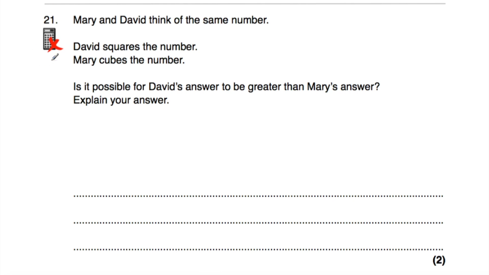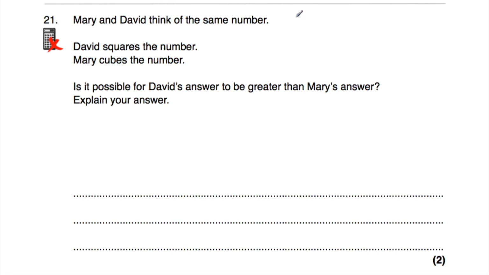Okay, let's have a look at our last question, question number 21. Question number 21 says, Mary and David think of the same number. So they're thinking of the same number, maybe it's 10 or 8 or negative 4 or 0.9 or something like that. David squares the number and Mary cubes the number. So whatever number they had, David squares his one and Mary cubes her one. And remember, it was the same number. The question is, is it possible for David's answer to be greater than Mary's answer? Explain your answer. So let's have a look and see.